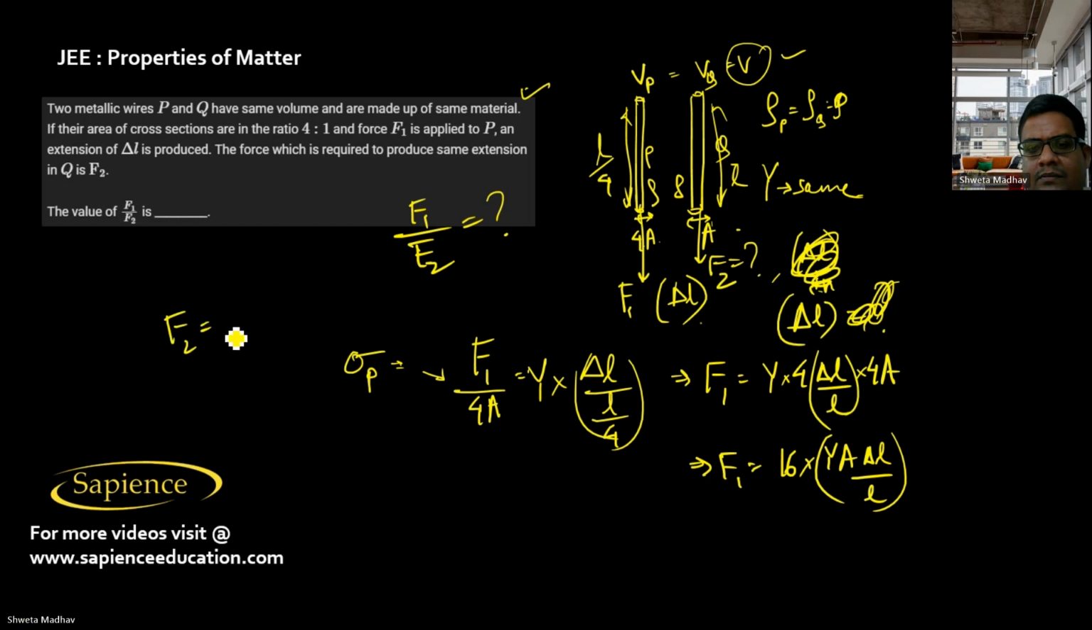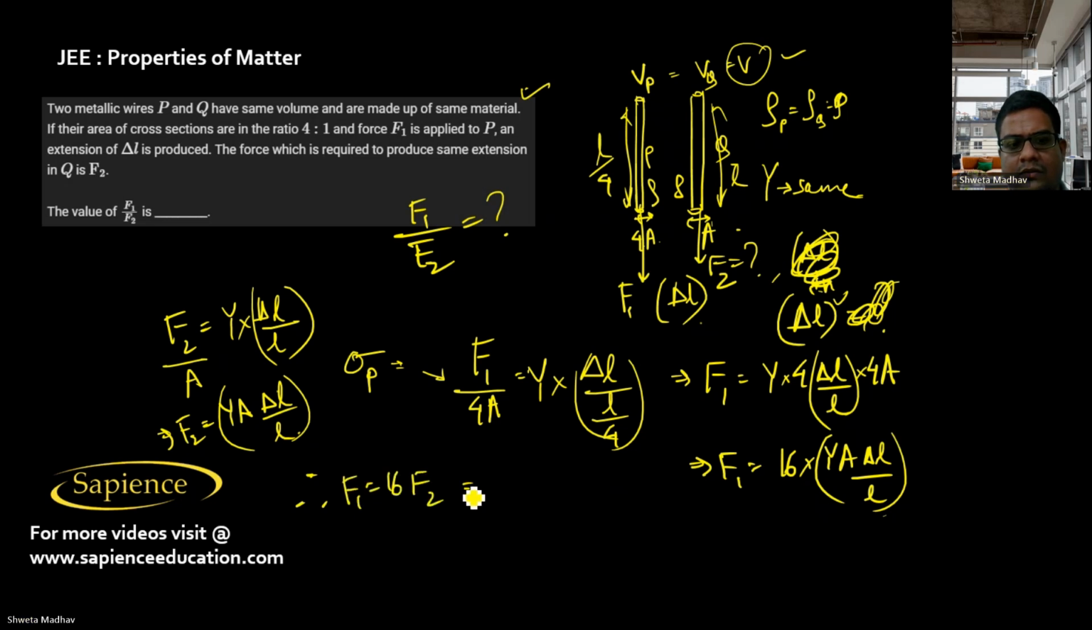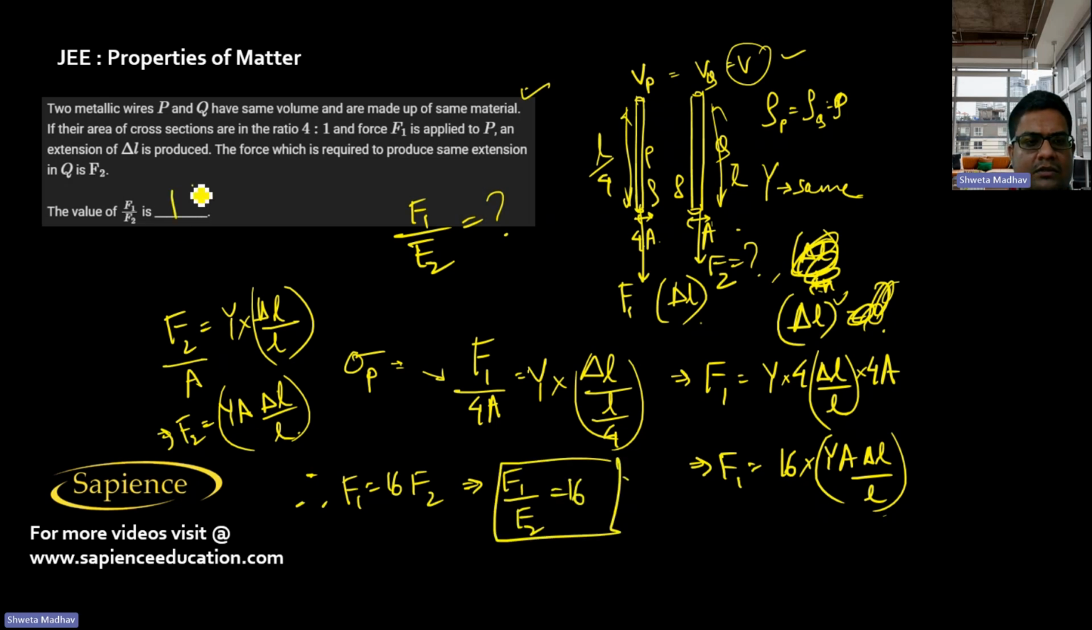F2 that will be, so F2 by A, I can say that will be equal to Y into delta L by L. The extension is same only. So F2 that is equal to Y A into delta L by L. So therefore from here I can say this is equal to F2 only. So F1 is equal to 16 F2. Therefore F1 by F2 that will be equal to 16. So 16 is the answer.